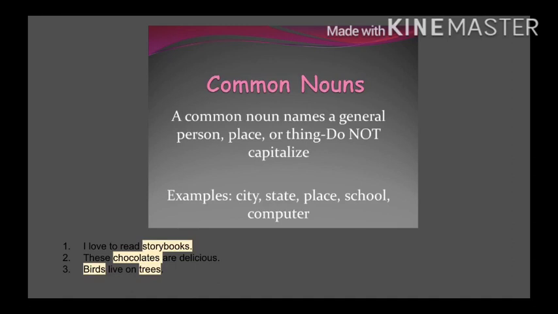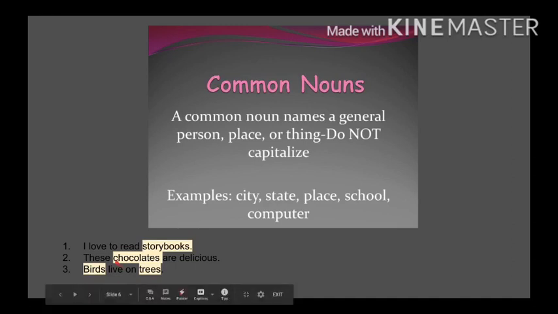If we see the 3 examples given on your screen, for example, I love to read storybooks. Storybooks is the common noun because here we have not mentioned the name of that storybook. Second, these chocolates are delicious. Which chocolate is delicious? Chocolates is a noun. But is it a common noun or a proper noun? They are common nouns because we have not mentioned the type of the chocolate that is delicious.